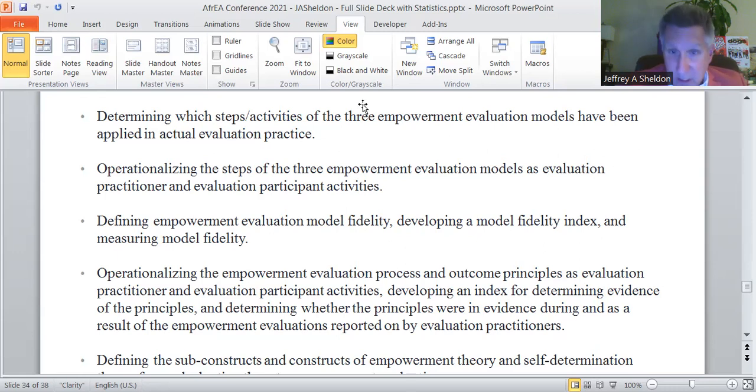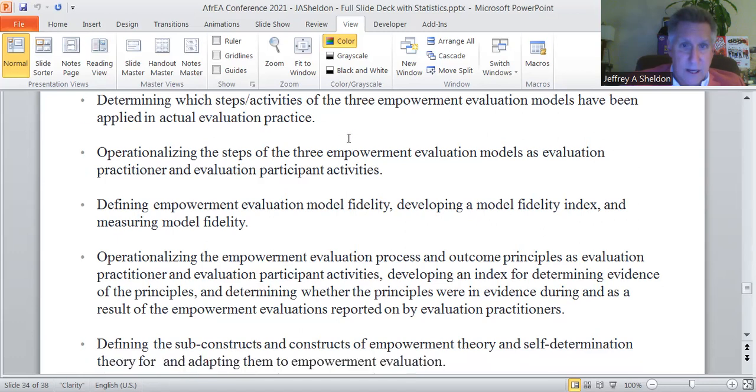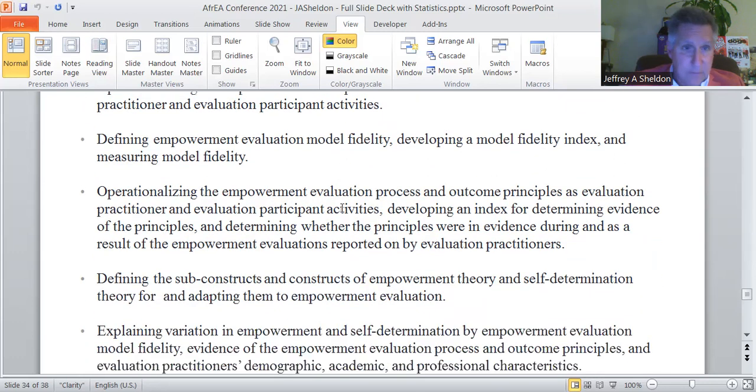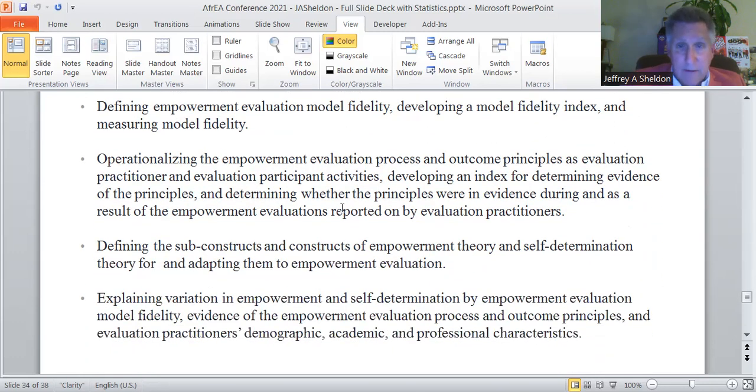Defining empowerment evaluation model fidelity, developing a model fidelity index, and measuring model fidelity. That's kind of a first. Operationalizing the empowerment evaluation process and outcome principles as evaluation practitioner and evaluation participant activities.